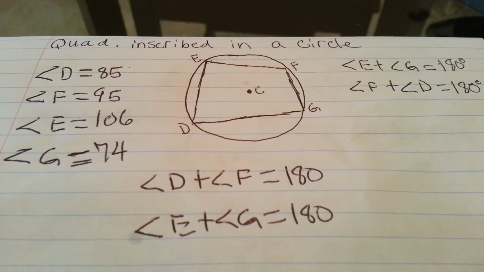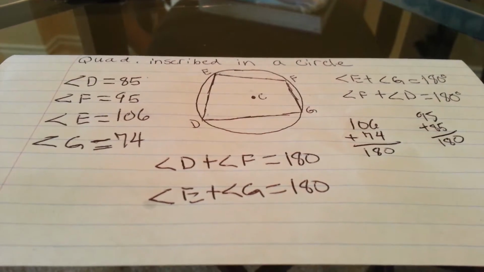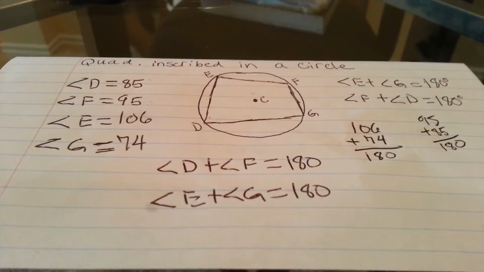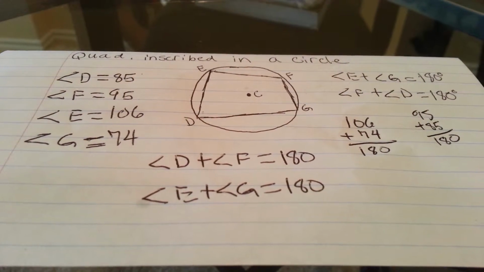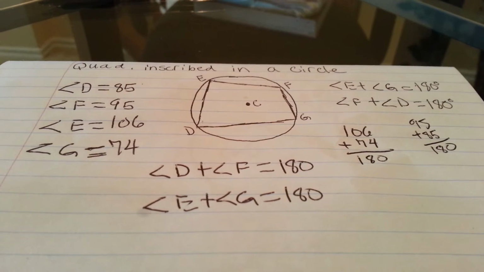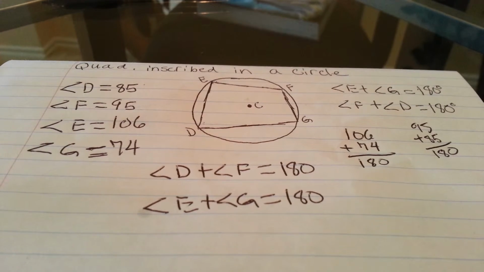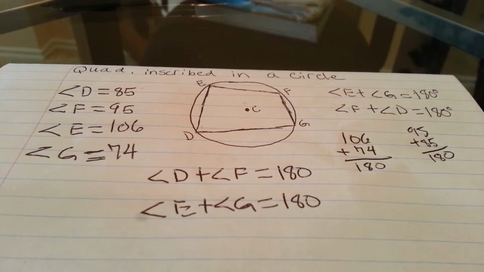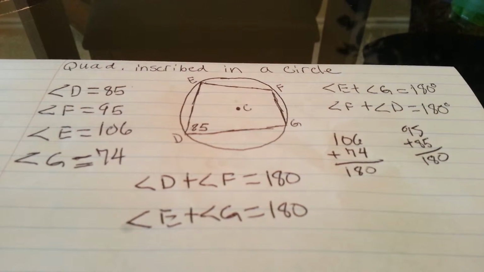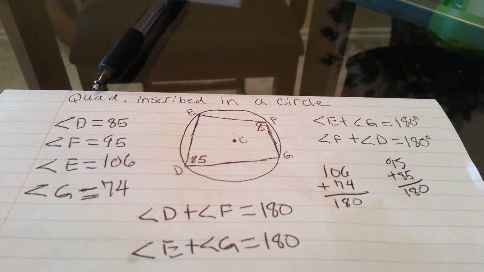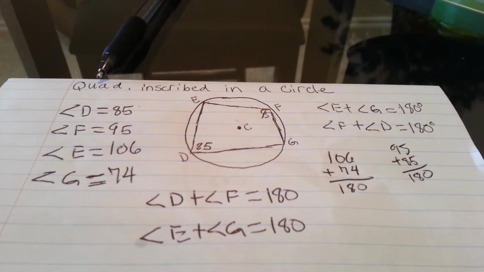The next part we'll be learning about is quads inscribed in a circle. When a quadrilateral is inscribed inside a circle, the 2 angles diagonal from each other must equal 180 degrees. So with that being said, angles D and F must equal 180 degrees, and angle E and G must also equal 180 degrees. Angle D equals 85, so therefore angle F has to equal 95 degrees to add up to 180 degrees.